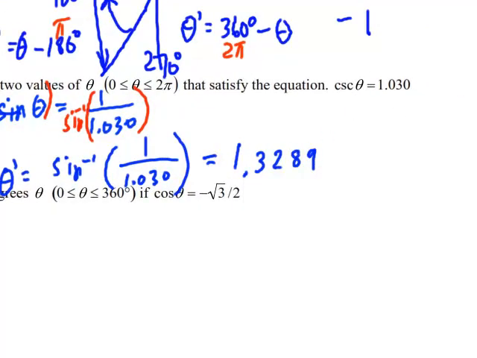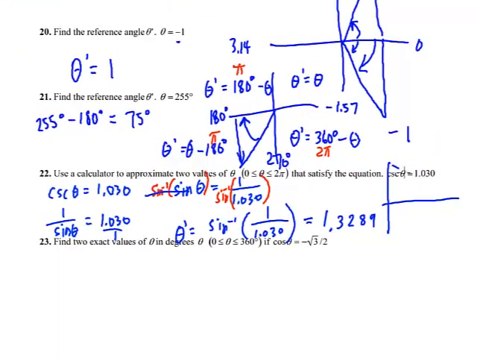Okay, we know that arc sine is only good in quadrants 1 and 4. So the first one is going to be 1.3289. That means there's another one in quadrant 4, which is just a negative version of that. So the negative version of that would be negative 1.3289.